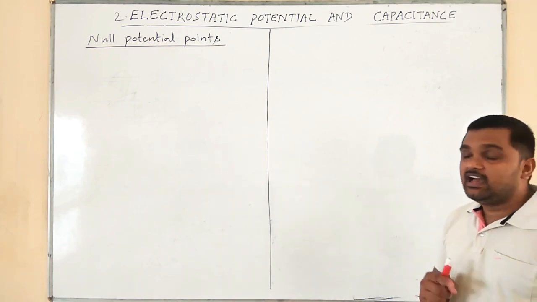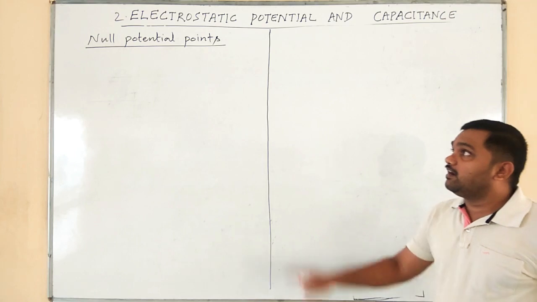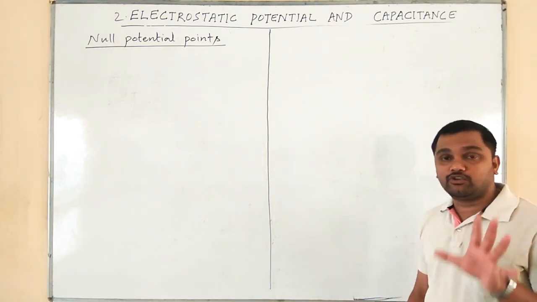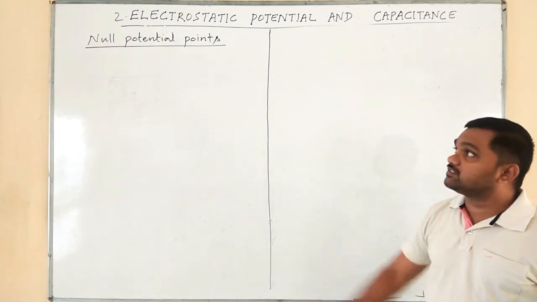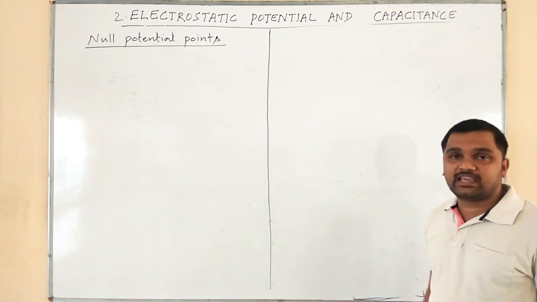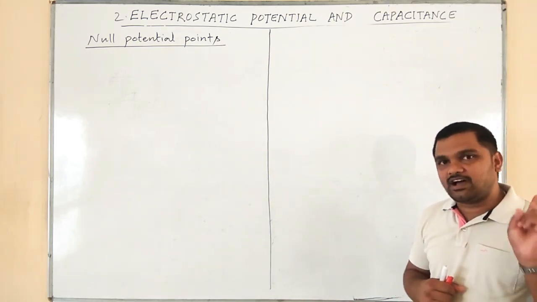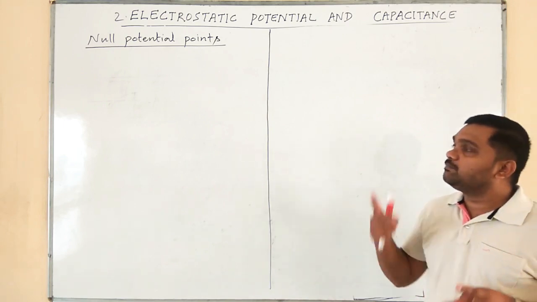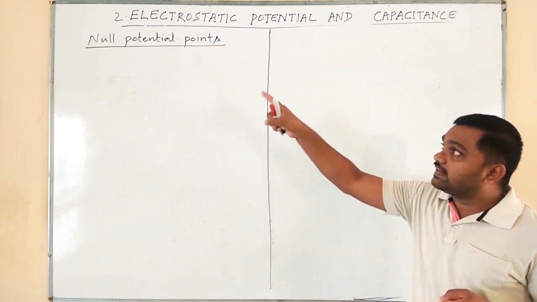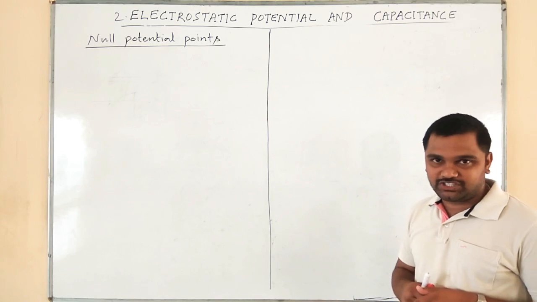In this class, I will tell you one interesting and very important concept called null potential points. You may get a 5-mark numerical problem based on this concept. As the name itself indicates, points is a plural word, at least two, isn't it? So there are two possibilities at which we can get null potential. Null potential means zero potential.